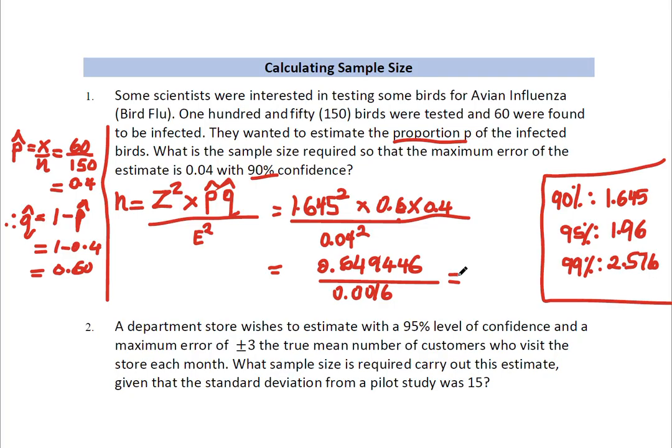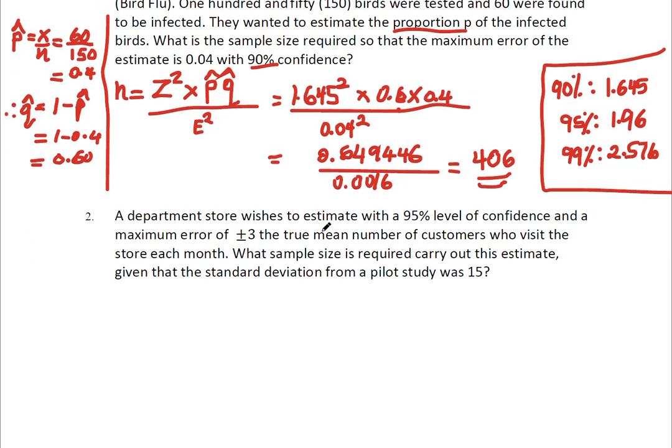So dividing here by 0.0016 gives us roughly 406. Right, so the required sample size in this case would be approximately 406. This sample size of 406 would be required to conduct this study, guaranteeing a maximum tolerable error of 4% and a confidence level of 90%. Right? And so that is how we calculate sample size for estimates of proportions.